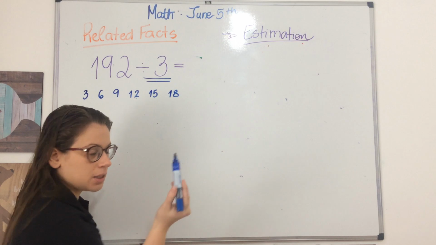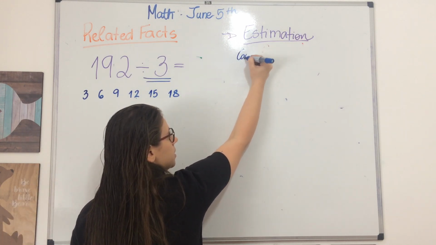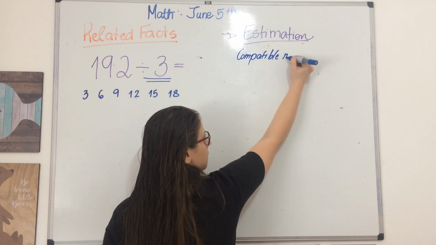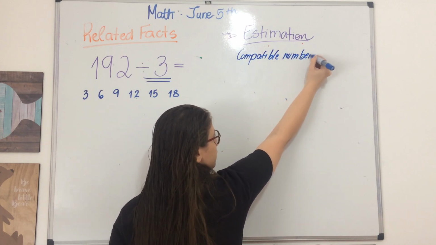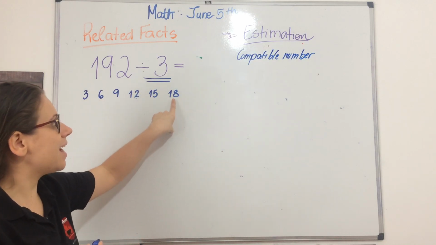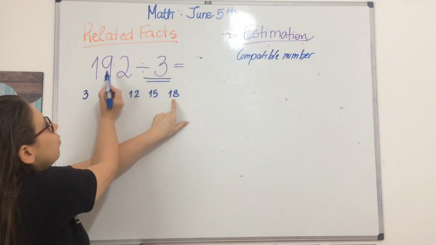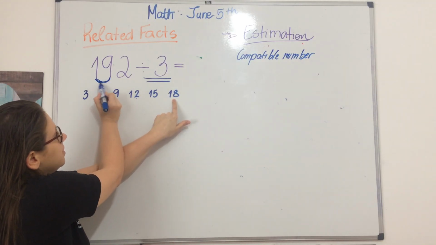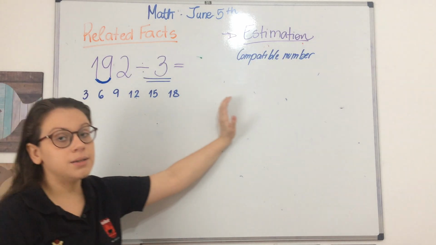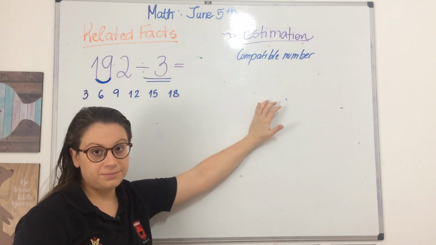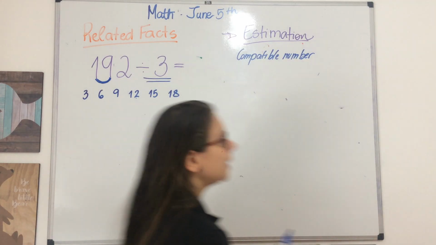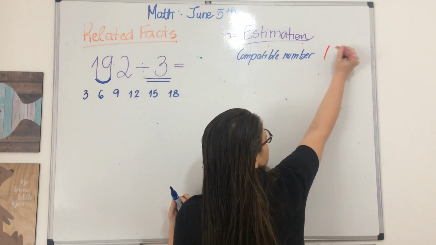As I know estimation, and I know that in estimation I need to find the comparable number, the moment that I write my multiples and I see 18, while my number has this beautiful 19 over here, I know I need to move no further. I know I don't need to move further. I would even write that my comparable number is 180.